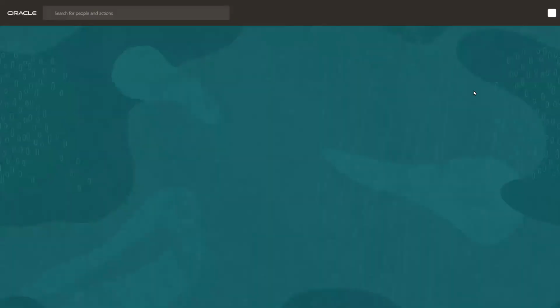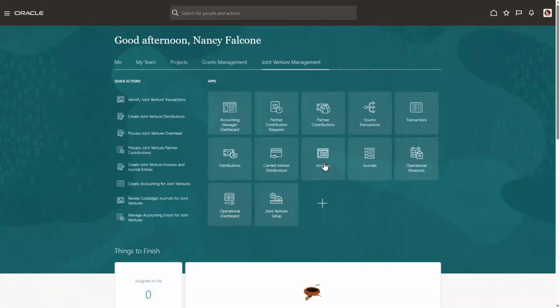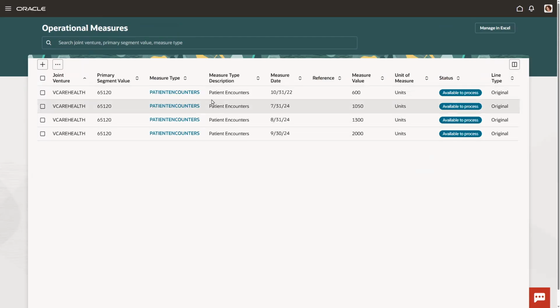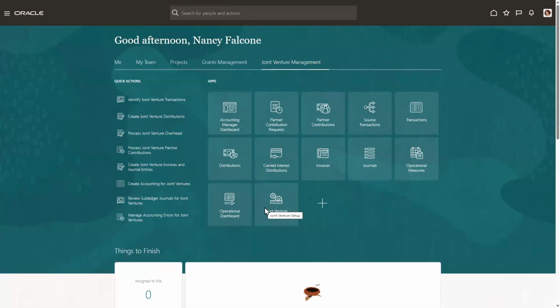In addition to managing these distributions and the invoices that go along with them, Oracle's also able to manage operational measures for this joint venture. So you're able to establish those particular measures. In this case, we see examples of patient encounters, which might drive special allocations within the joint venture or provide additional tracking mechanisms to see how this joint venture is performing in real time.